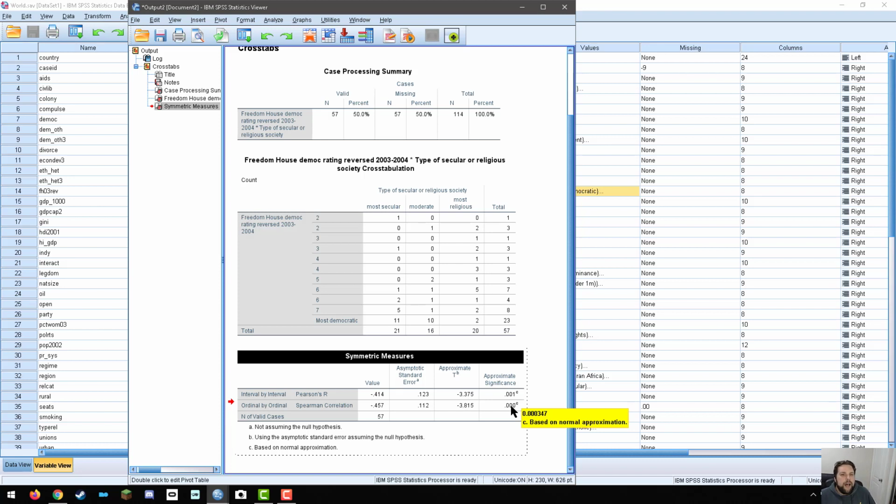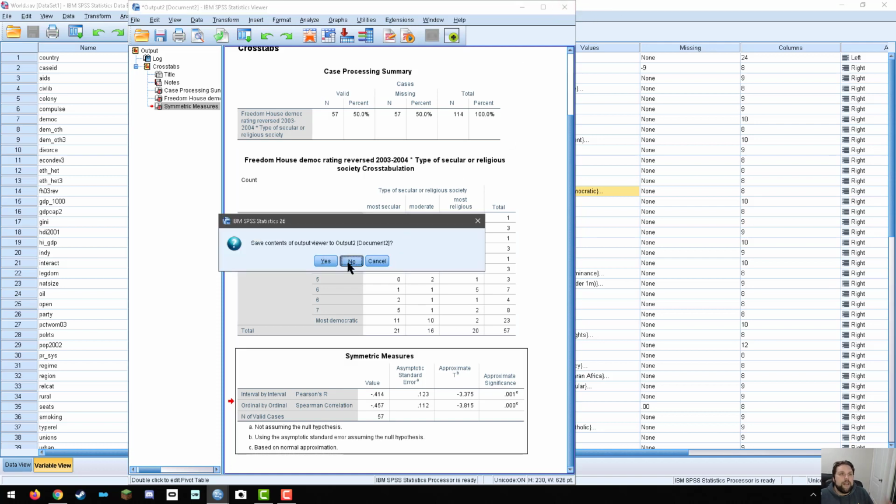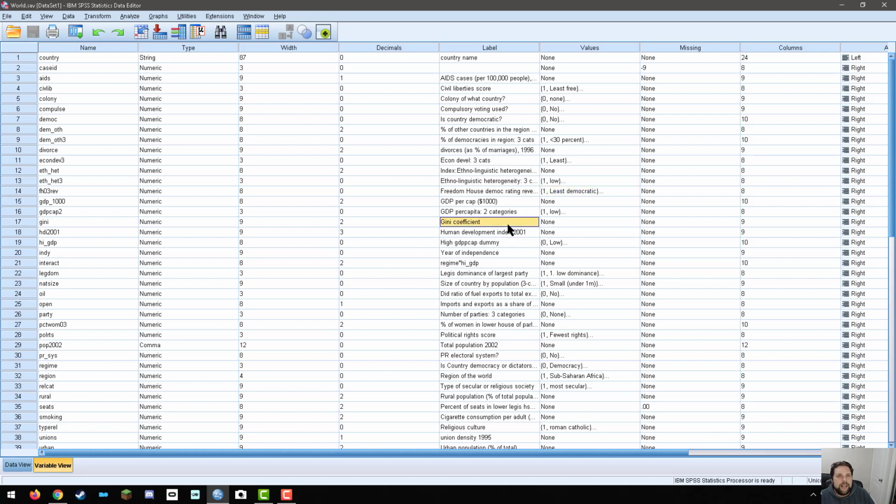0.000347. Again, that's roughly less than 3 in 10,000 chance of the null hypothesis being an accurate reflection of the distribution. So we're going to once again reject the null hypothesis and assert that there is a statistically significant relationship between the type of secular or religious society that a country is and what their Freedom House Democratic Rating is.